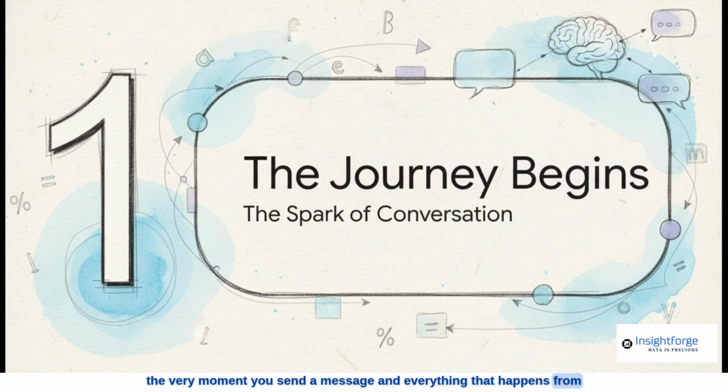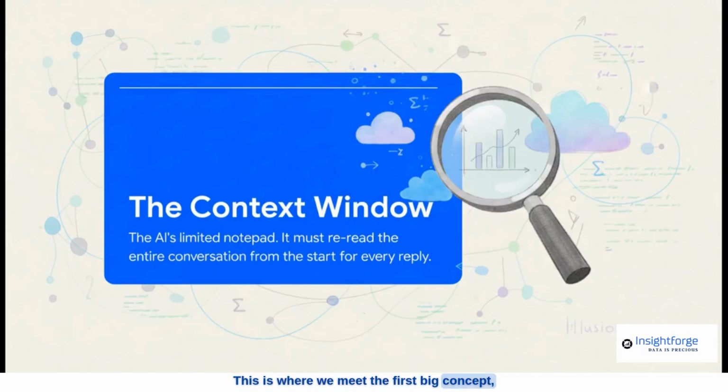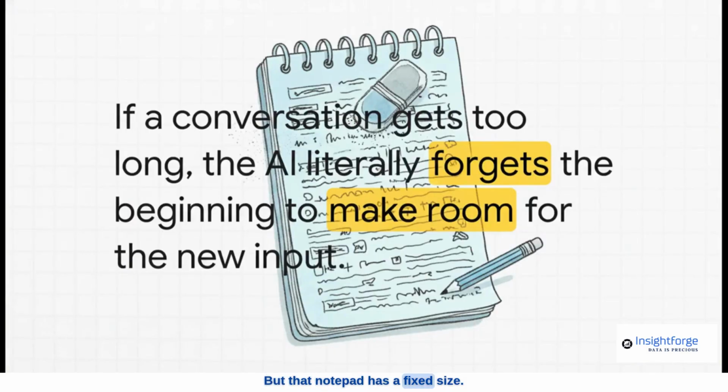And everything that happens from here on out, it all takes place inside the AI's temporary and, believe it or not, pretty limited working memory. This is where we meet the first big concept, the context window. The best way to picture it is like a little notepad. Every time you chat, the whole conversation, your prompt, its last answer, all of it gets jotted down on this notepad. And here's the kicker. Before it can write a single new word, the AI has to reread that entire notepad from the very first word, every single time. But that notepad has a fixed size.